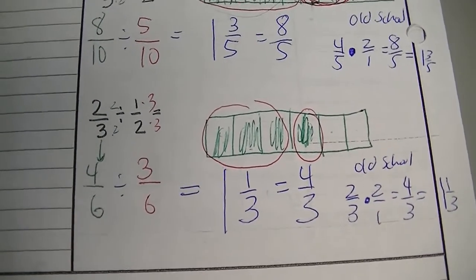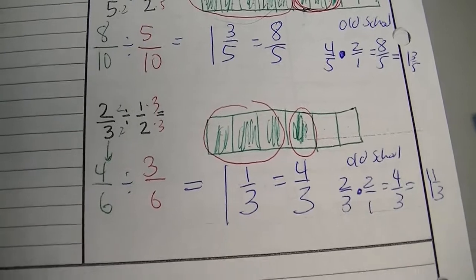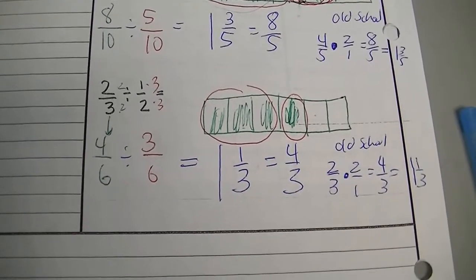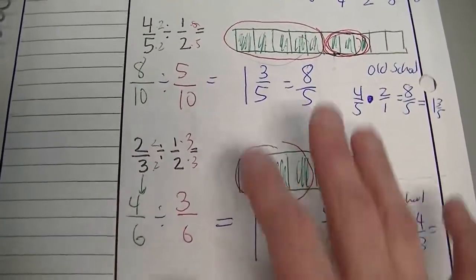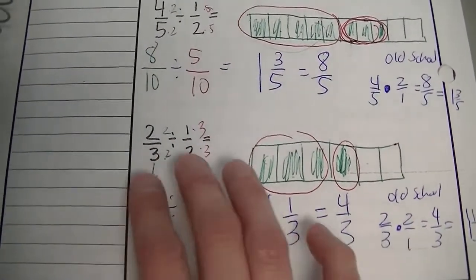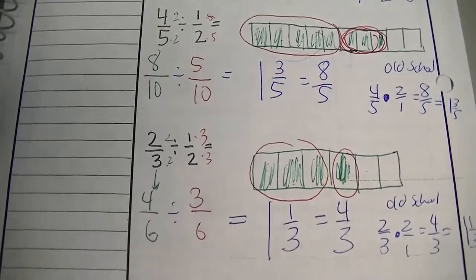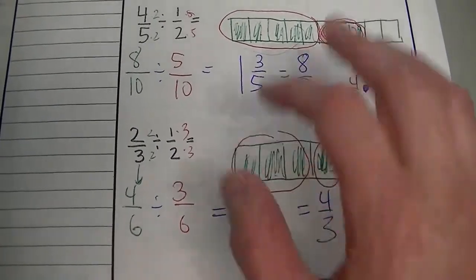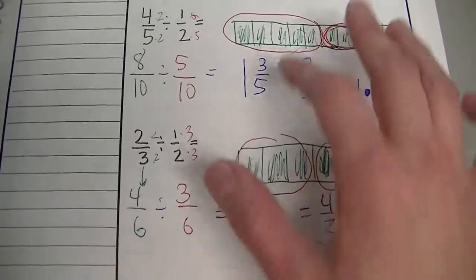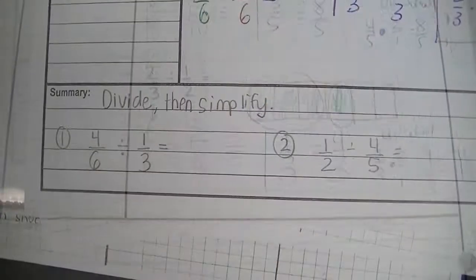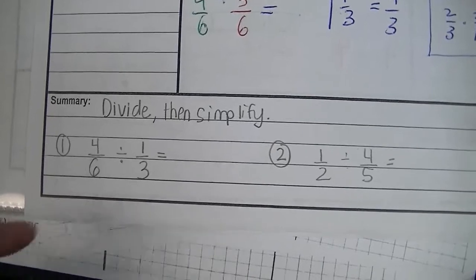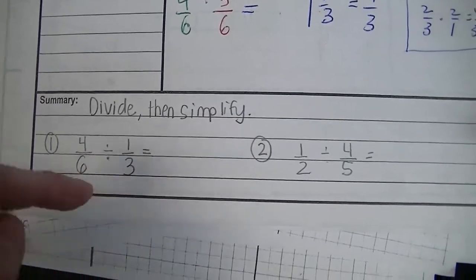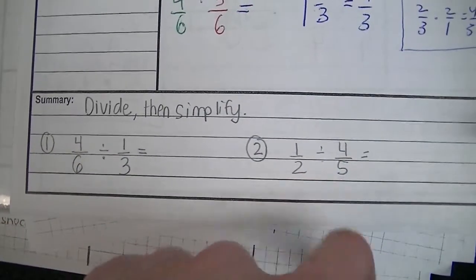Okay, so just to be completely honest with you, in your assessments, I'm not going to make you model it. You don't have to model it for me in 7th grade, okay? I just want you to know basically the process. I know in 6th grade there was a bunch of modeling, and this probably is review for many of you. For this summary, I want you to divide and then simplify if you can: 4/6 divided by 1/3, and then 1/2 divided by 4/5.